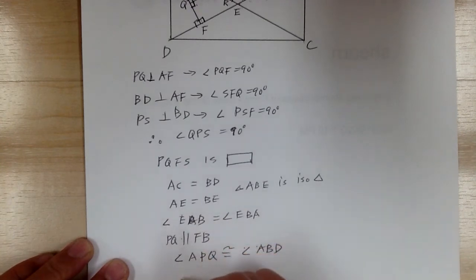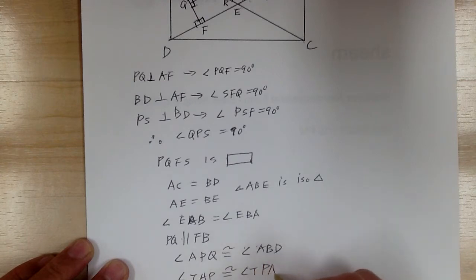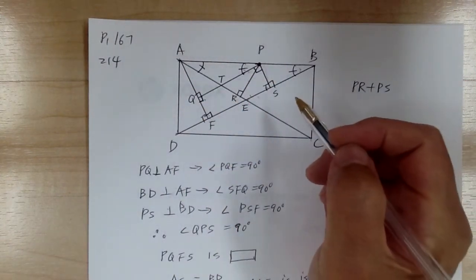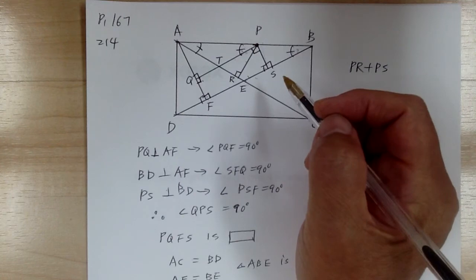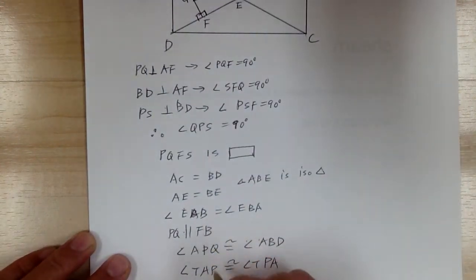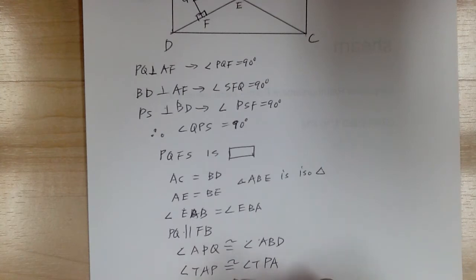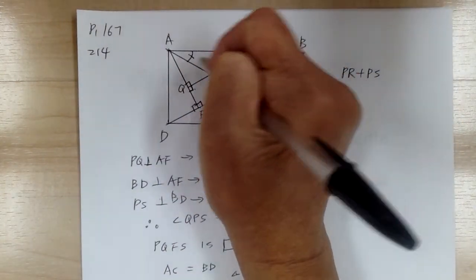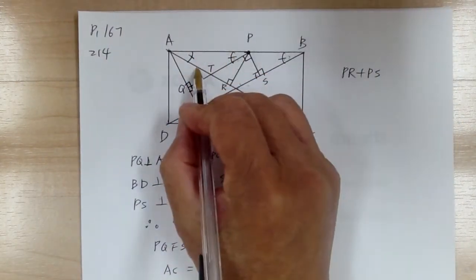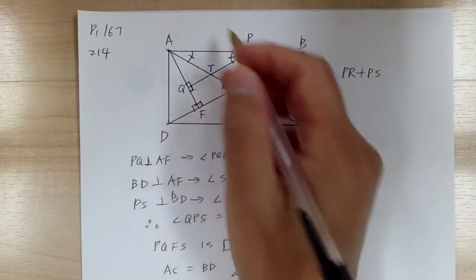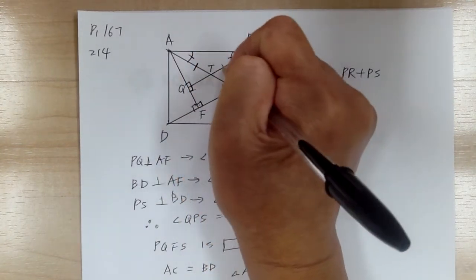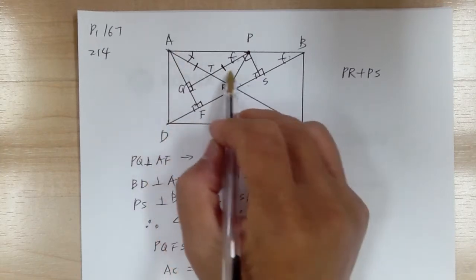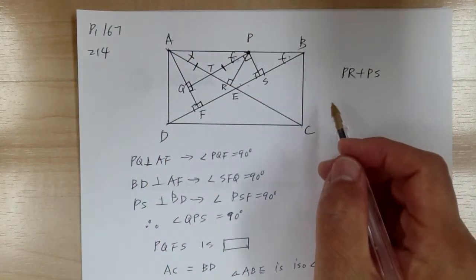So you have angle TAP is congruent to angle TPA. And therefore AT is equal to PT. Okay, because these two lengths, this is facing the one hash mark, this is facing one hash mark. So this is congruent to that from this isosceles triangle.